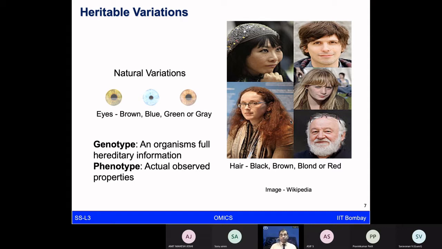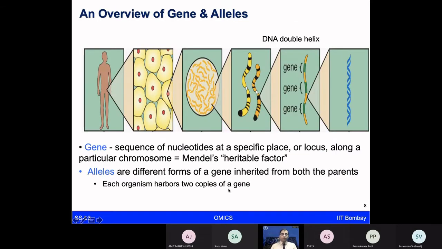So we see variability in our eyes, in our hair, and likewise many characteristics which have variability. In biological technical terms, when we look at the morphology or these characteristics which we can visually see, like the eye color or the hair color, those are phenotypes, which we see as appearance. But what is the genetic makeup of those? That comes under the genotype, which is an organism's full hereditary information or the gene level information.